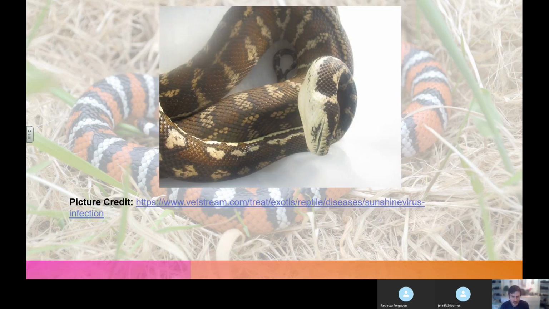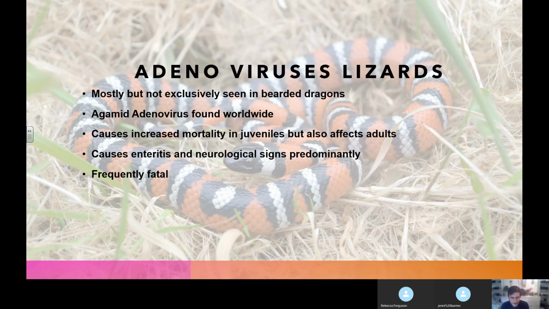So we've got, I think this is an Irian Jaya carpet python here, showing the typical neurological signs. So this could be nidovirus, well, probably less likely to be nidovirus, but this could be arenavirus. So if you've got multiple carpet pythons in a collection showing neurological signs, sunshine virus, arenavirus, potentially paramyxovirus, lots of viruses that we need to consider. Fine, so that's 3 of the common viruses out of the way.